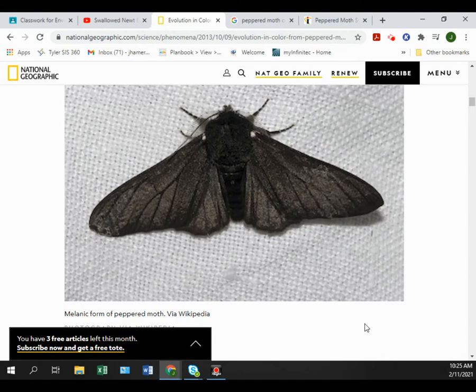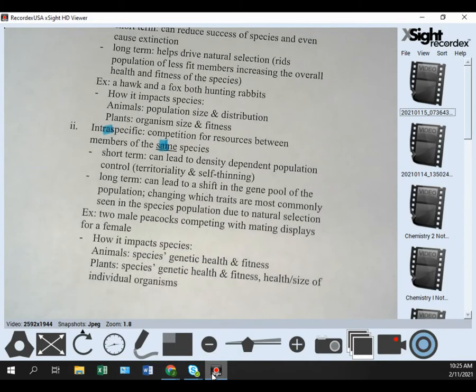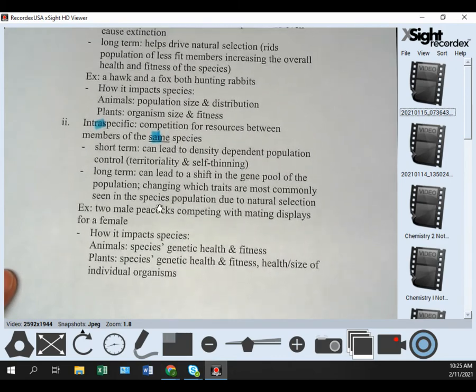Somehow it would have to be beneficial to be a lighter color, and then those ones would be surviving and reproducing. And then over time it would shift back, but it would take some kind of selective pressure to do that. So, does that make sense? Any questions? Okay. All right. So that's one of the long-term impacts of intra-specific competition.